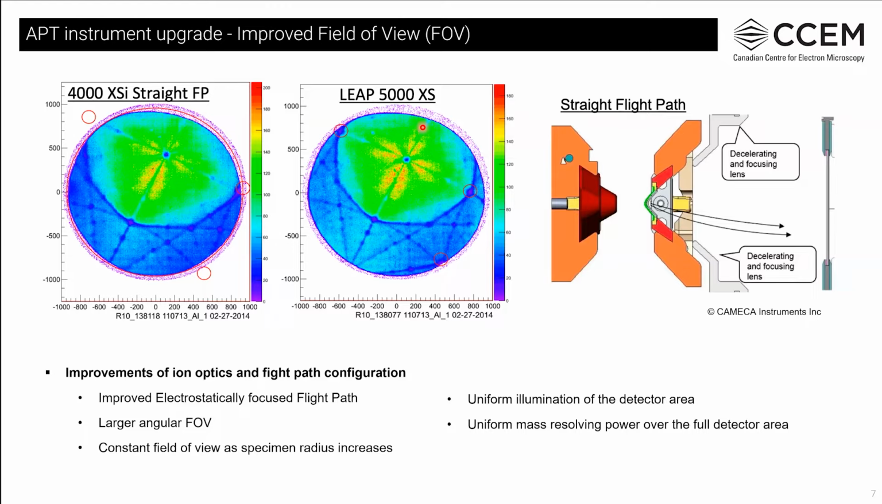So in the 5000 series, the ion optics of the time of flight mass analyzers and the detectors have been redesigned. And it is possible to have a continuously variable ion acceleration. All of this not only leads to a larger angular field of view, but also ensures that the field of view remains more consistent as the analysis proceeds. These design improvements are also related to why we are able to achieve a uniform illumination of the detector area and a more homogeneous mass resolving power over the full detector area.